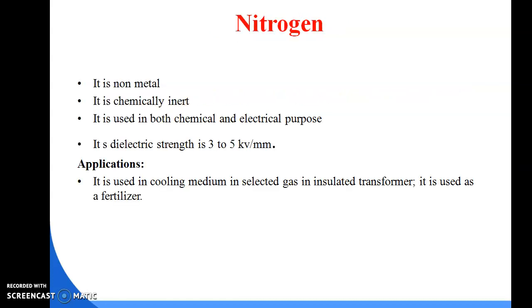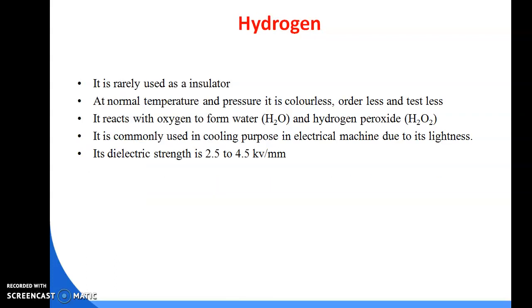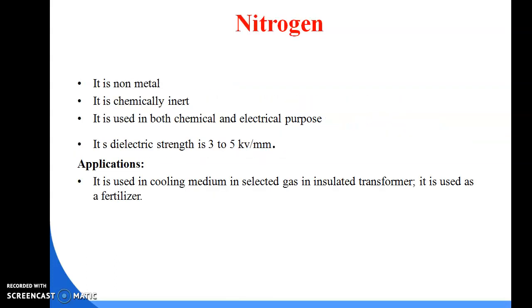Next, nitrogen. It is a non-metal, it is chemically inert. It is used for both chemical and electrical purposes. Its dielectric strength is 3 to 5 kV per mm. It is used as a cooling medium, a selected gas in the insulating transformer. It is used as a fertilizer. Yeah, nitrogen is also used as a fertilizer. There are different types of fertilizer we can discuss again.